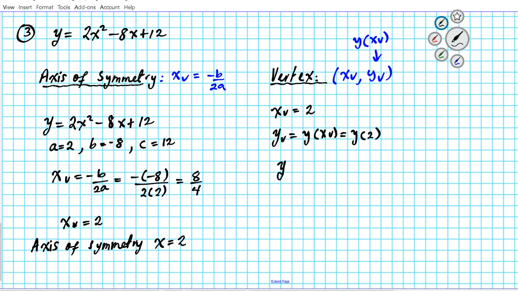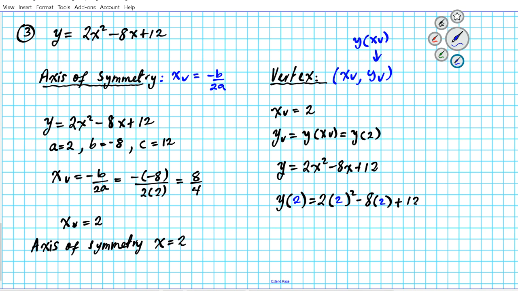Our function that we're talking about is the original one, 2x squared minus 8x plus 12. So what we're going to do is plug in 2, which is the x coordinate of our vertex, into it. So that's the function. I took out all the x's, so I'm going to replace it with the x coordinate of the vertex, which is 2.